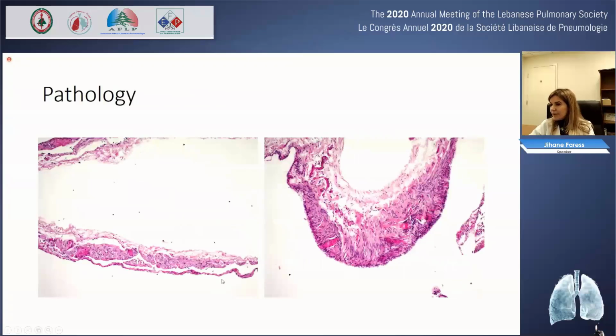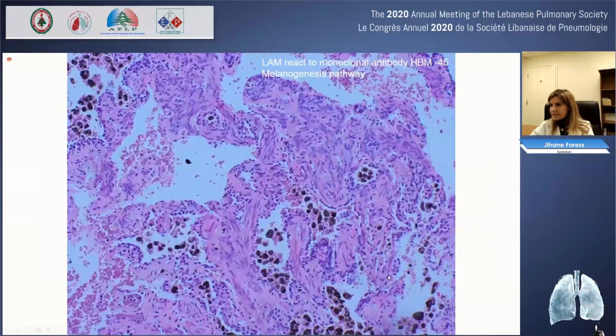So if a patient ends up having a biopsy, what does the biopsy show? It shows cystic lung disease. This is a biopsy from my first patient that I showed you. It showed these, on high power magnification, those spindle cells, they are the LAM cells. And this is a board question for the fellows: LAM cells react with HMB45, which is actually a melanocyte marker.